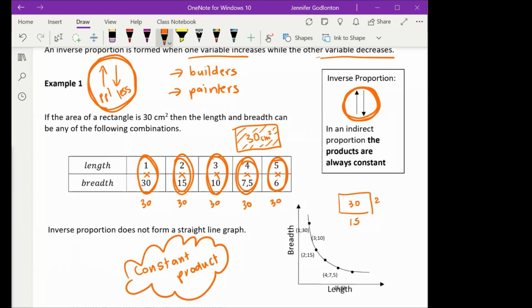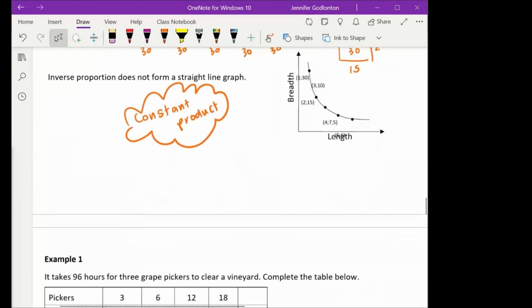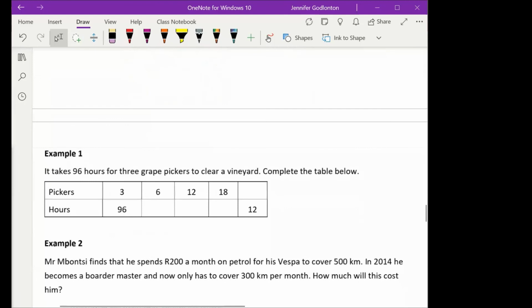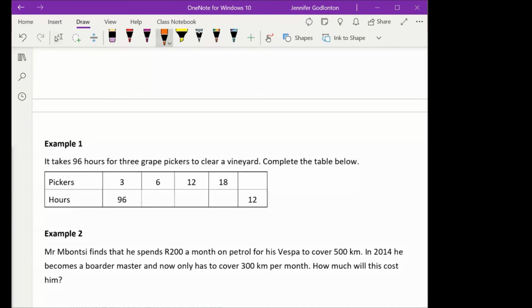Nice. We have something called a constant product. Don't panic about what that graph looks like. Let's have a look at this question. There's 2 questions, and then we'll jump into some robots if we get a chance. It takes 96 hours for 3 grape pickers to clear a vineyard. Remember, we need to have a constant product. When we multiply those together, it needs to be the same. So what is 3 times 96? That is 288. So I know that this answer needs to be 288.